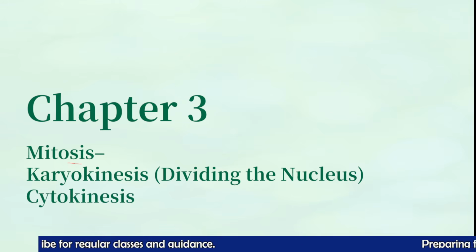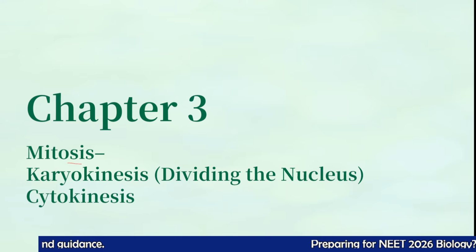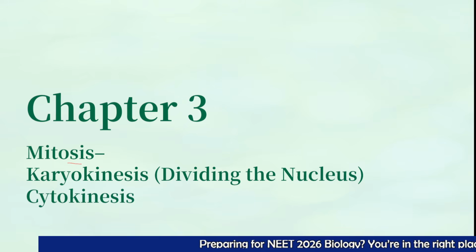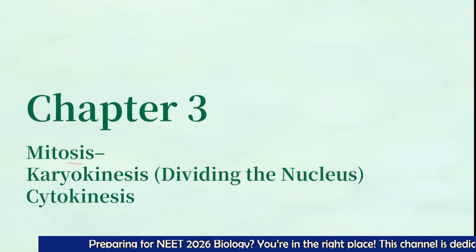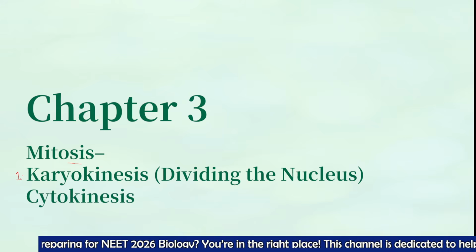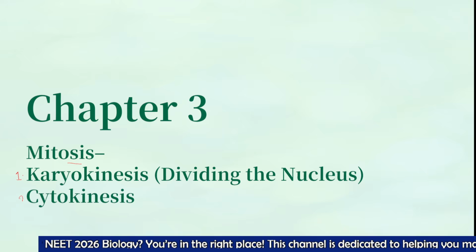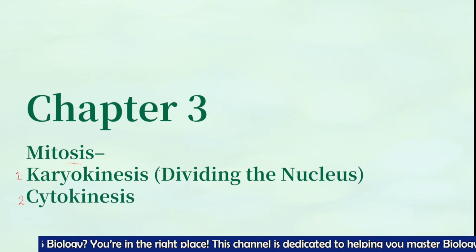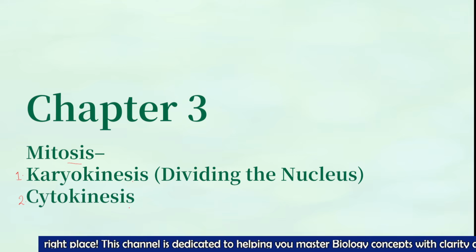Today, we will discuss the new topic, mitosis. In the previous section, we learned about the different phases of the cell cycle, and today we will discuss the different phases of mitosis. As we know, mitosis consists of two substages: one is karyokinesis, and the second is cytokinesis. Always remember, karyokinesis is followed by cytokinesis.